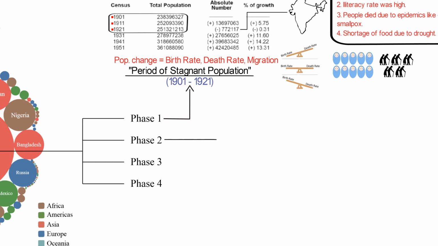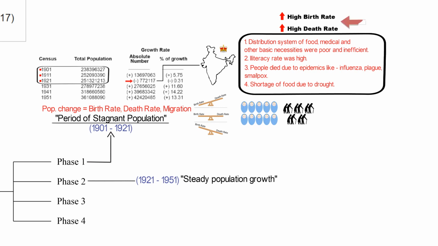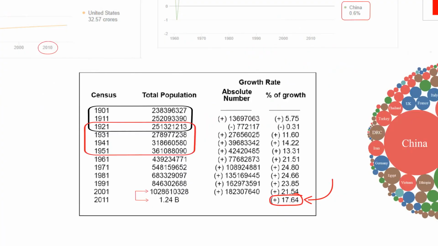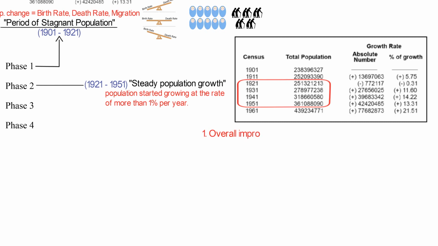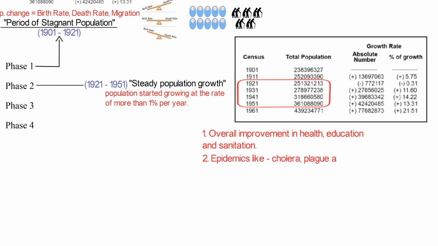Now we'll look at the second phase. The second phase is from 1921 to 1951. This period is referred to as the period of steady population growth. If you remember, in the previous phase, both the birth rate and death rate were high, and that led to stagnation. After 1921, the mortality rate went down and population started growing at the rate of more than 1% per year. Why? Simply because there was an overall improvement in health, education, and sanitation throughout the country. These developments helped in controlling epidemics like cholera, plague, and malaria. As a result, the birth rate remained high, which led to steady population growth.